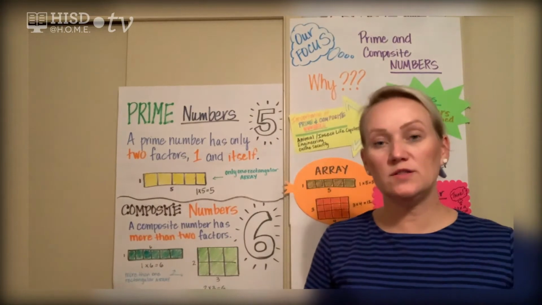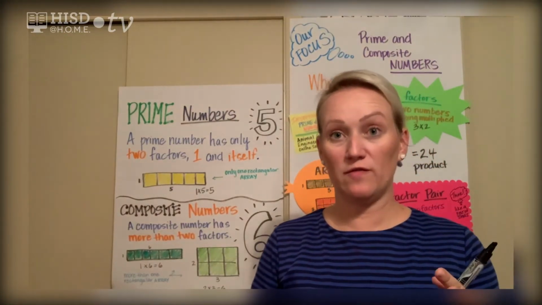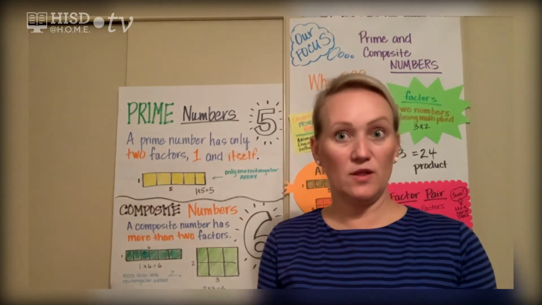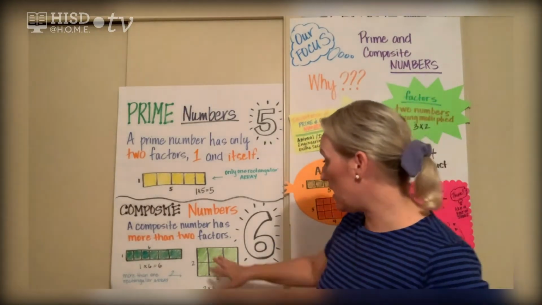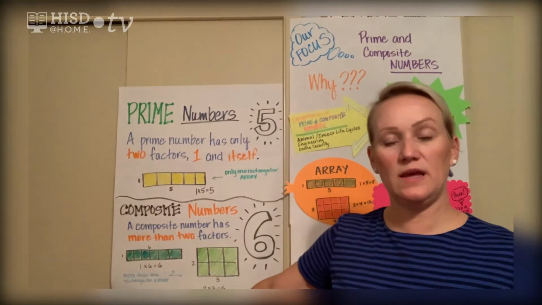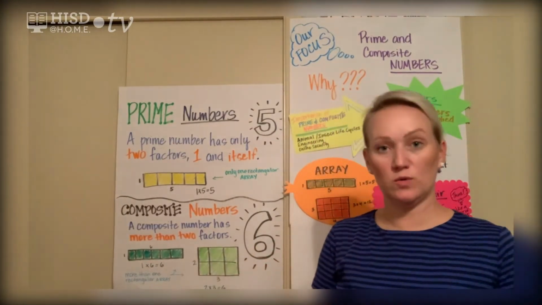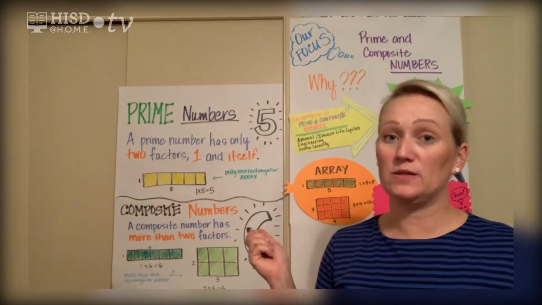We can also get to 6 with 2 other factors. 2 times 3, right? That's the other one. So there's another way. Now we have more than one rectangular array. We have 2 times 3 equals 6.